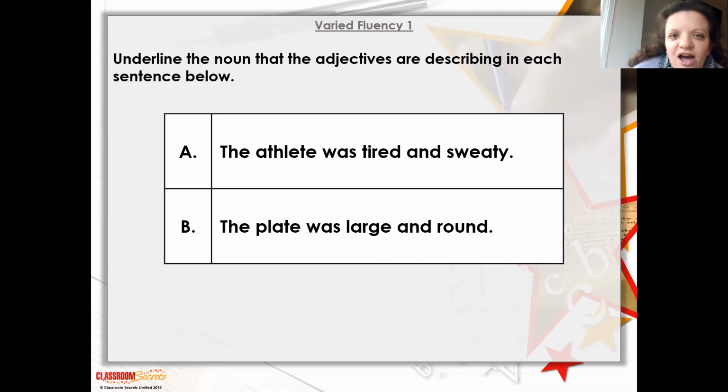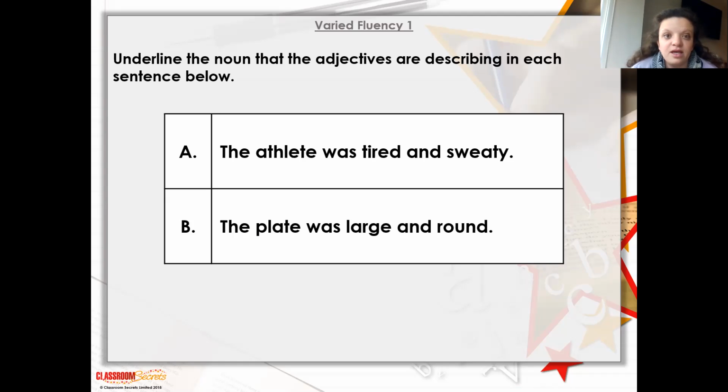Okay, underline the noun that the adjectives are describing in each sentence. So, A: the athlete was tired and sweaty. What is the noun that we are describing? What are the adjectives describing? We've got the adjectives that are after the noun and they're describing it, but what is the noun? And then in B: the plate was large and round. Pause the screen and write down the nouns that the adjectives are describing.